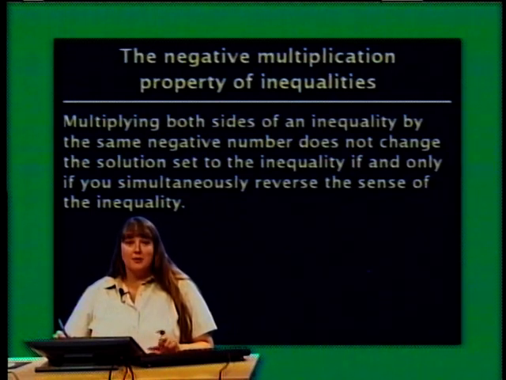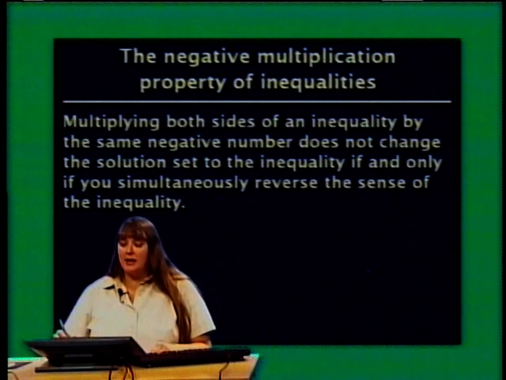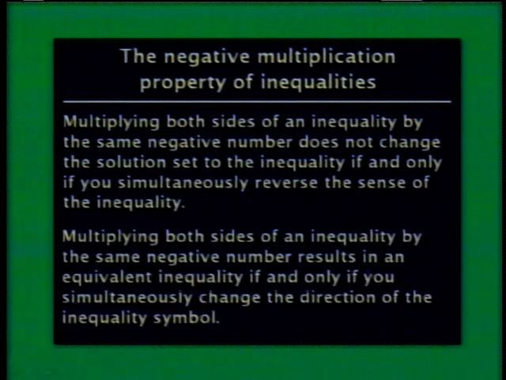So I'm going to give you several choices of ways you can remember this. The first one is multiplying both sides of an inequality by the same negative number does not change the solution set to the inequality if and only if you simultaneously reverse the sense of the inequality. Another way we can say that is multiplying both sides of an inequality by the same negative number results in an equivalent inequality if and only if you simultaneously change the direction of the inequality symbol.